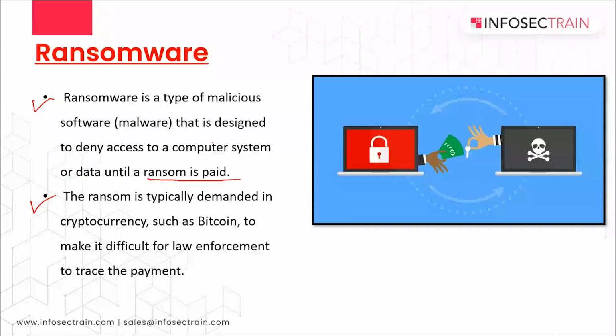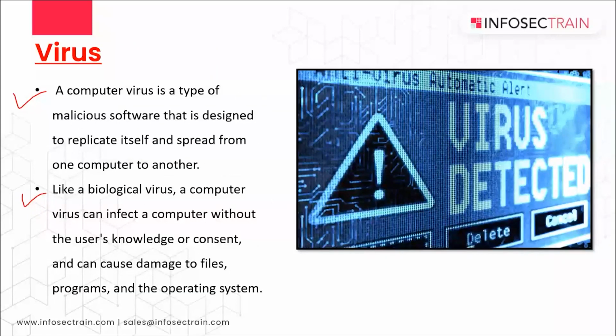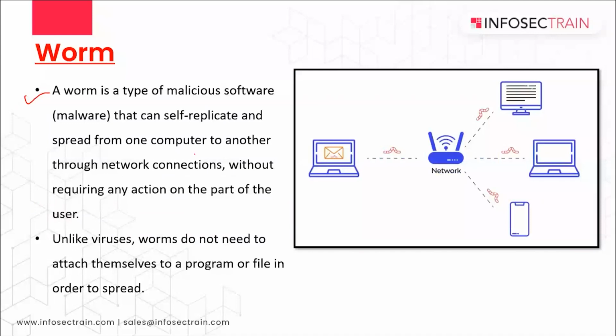Then there is going to be worm. A worm is a type of malicious software that can self-replicate and spread from one computer to another through network connections without requiring any action on the part of the user. So unlike a virus, worms do not need to attach themselves to a program or file in order to spread. They simply use networking capabilities to go ahead and spread.